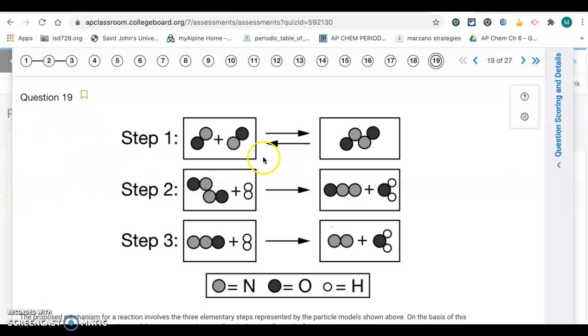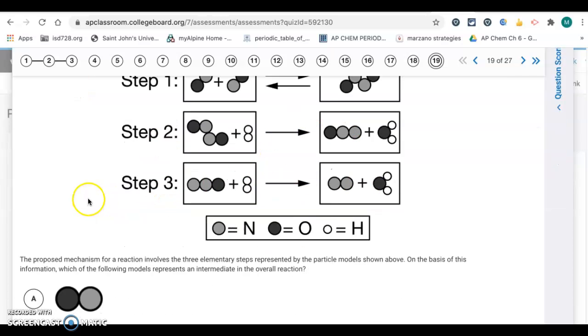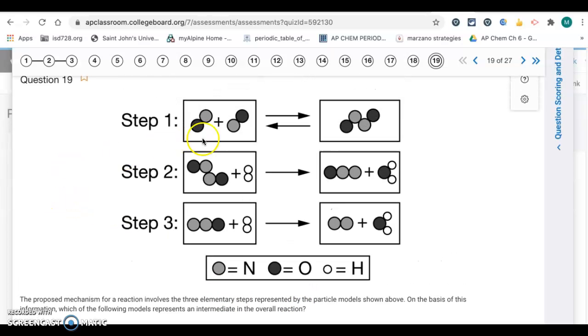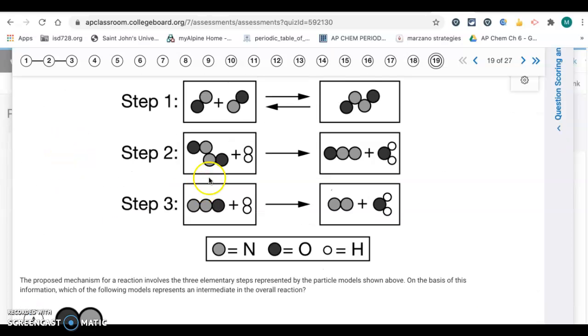Okay, 19. We have a three-step mechanism with a symbolic form here. So the question is, which of the following models represents an intermediate in the overall reaction? So an intermediate is something that gets produced in one of the steps and is consumed later. So it's a product first and a reactant later. So this symbol right here, this would be an intermediate, but that's not one of the choices.